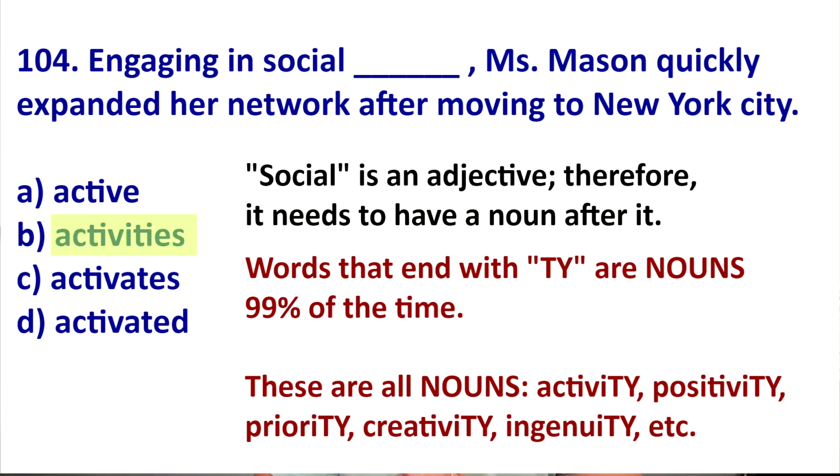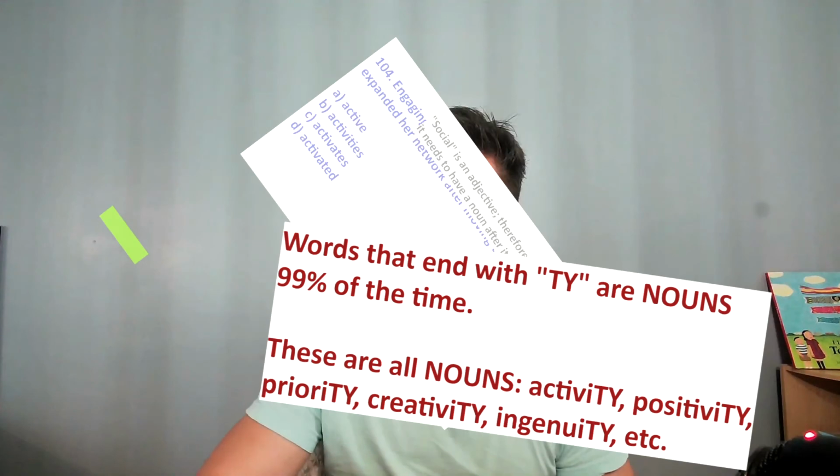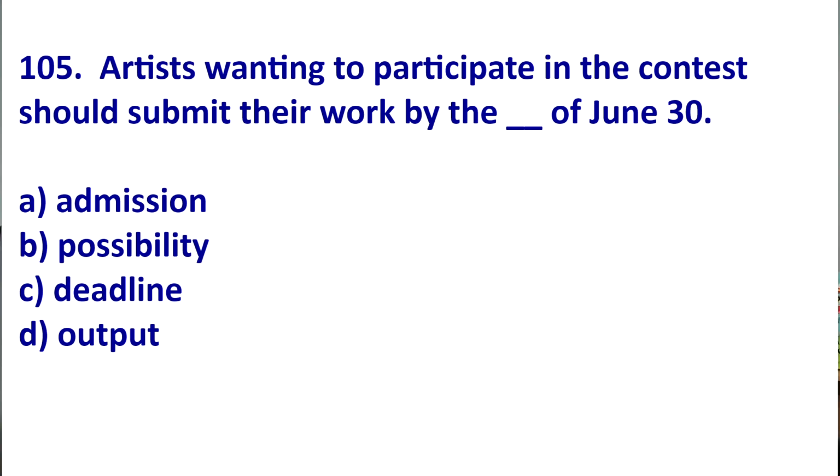Now, one thing to notice is that words that end with ty are usually nouns, such as poverty, positivity, creativity, ingenuity, society, priority. These are all nouns. So I see that activity in plural is activities. I need to have a noun in this sentence. There's my answer, C. Lots of C's today. And we have one more question we're going to do.